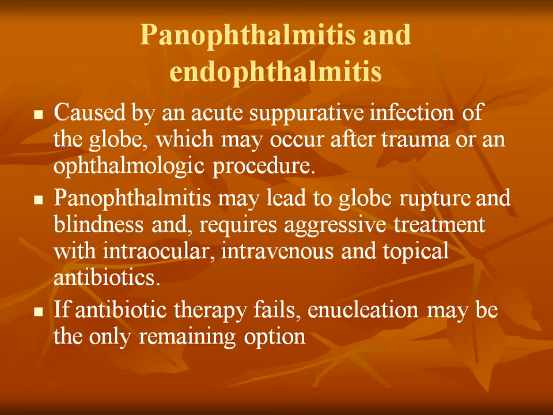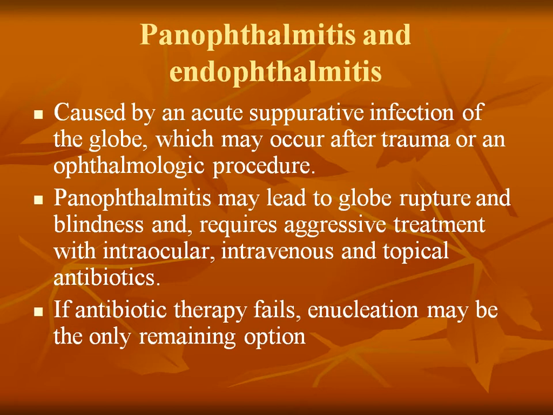Panophthalmitis and endophthalmitis. From its name, panophthalmitis, there is infection of everything. Okay. It's caused by acute infection of the globe, which may occur after trauma or ophthalmologic procedure, like any sort of surgical procedures of the ophthalmology. Panophthalmitis may lead to globe rupture, blindness, and requires aggressive treatment with intraocular, intravenous, and topical antibiotics. If therapy fails, enucleation may be the only remaining option. Enucleation means removal of the eye globe.